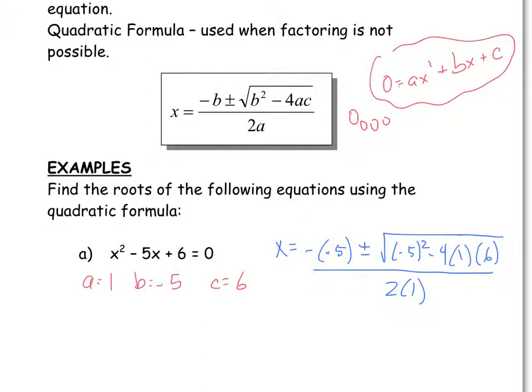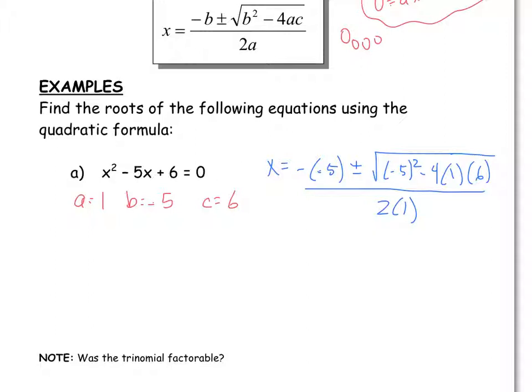So x equals 5 plus or minus the square root of 5 squared minus 4 times 1 times 6, which is 24. So 25 minus 24 is 1, over 2 times 1, which is 2. Notice this plus or minus here. It means there are two different possible solutions, so I'm going to write up both separately.